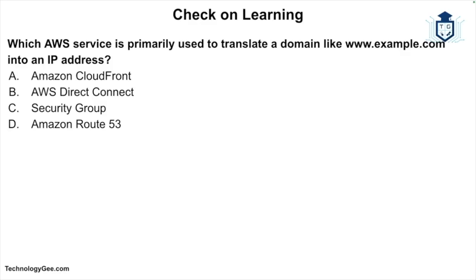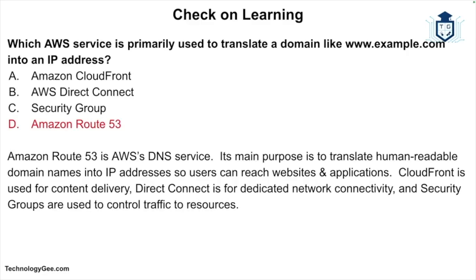So our first question is, which AWS service is primarily used to translate a domain like example.com into an IP address? Would this be Amazon CloudFront, AWS Direct Connect, a security group, or Amazon Route 53? And the correct answer is Amazon Route 53. So Route 53 is AWS's DNS service, and its main purpose is to translate human readable domain names into IP addresses so users can reach websites and applications.